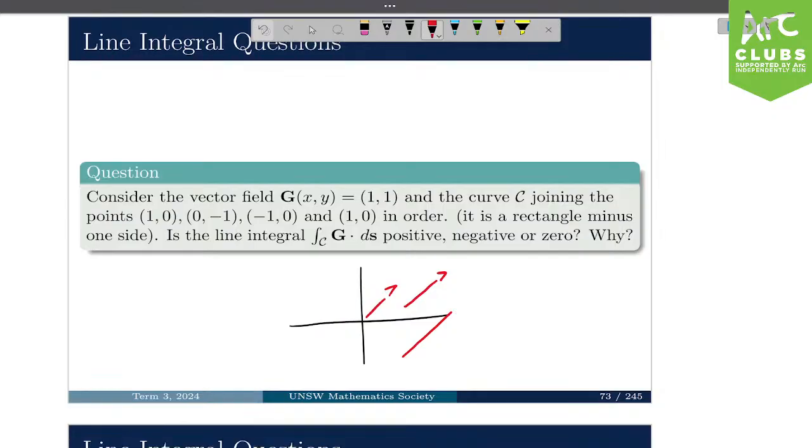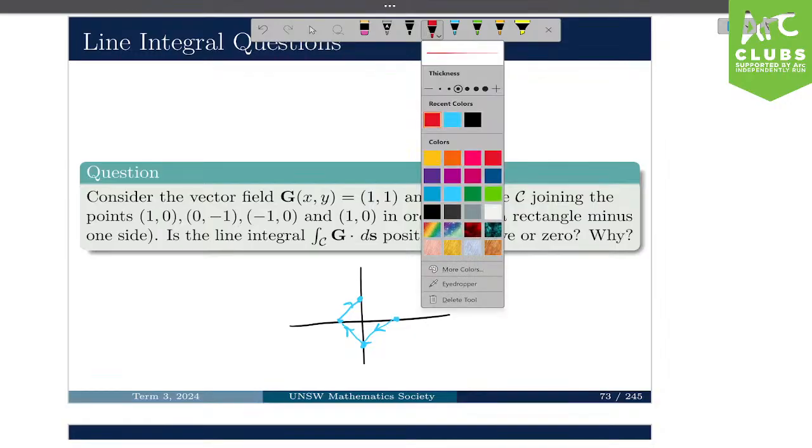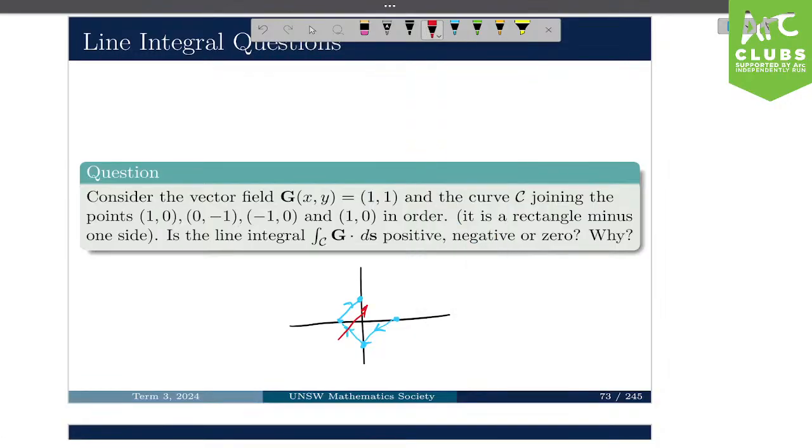And I'm just going to get rid of this for a sec because I want to draw a curve. We have a curve C which joins the points 1, 0 to 0, -1. So it joins it down here. And then it joins it to -1, 0. And then it joins it to 1, 0, like that. Okay, and then now we're going to draw the vector field in. It's going to be like that. And note that this is actually perpendicular here. Okay, so is the line integral of this vector field over our curve positive, negative, or 0? And why?